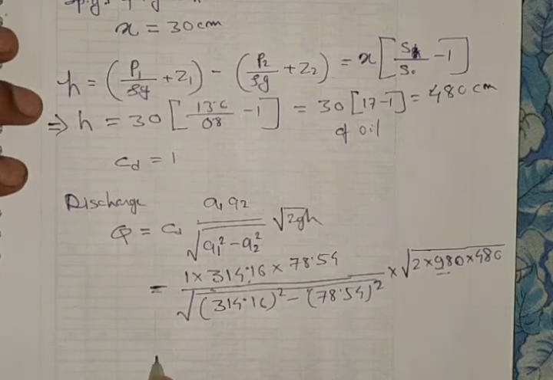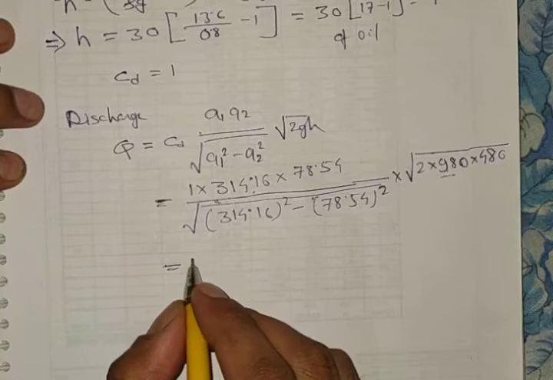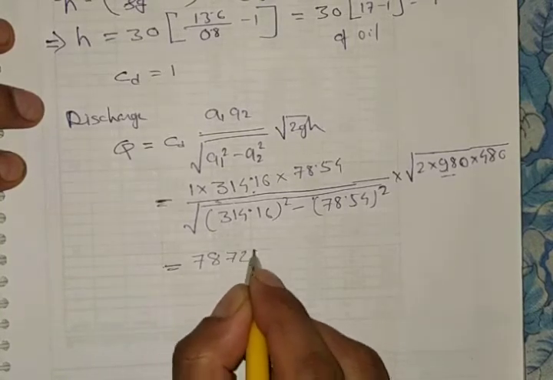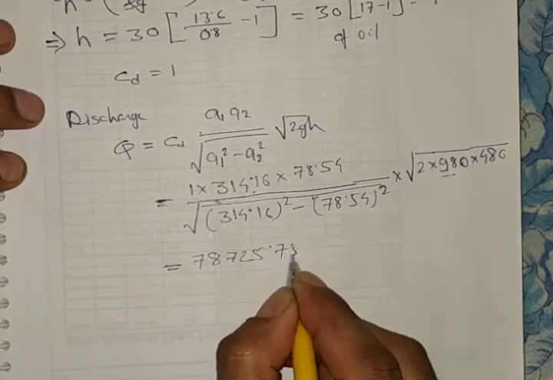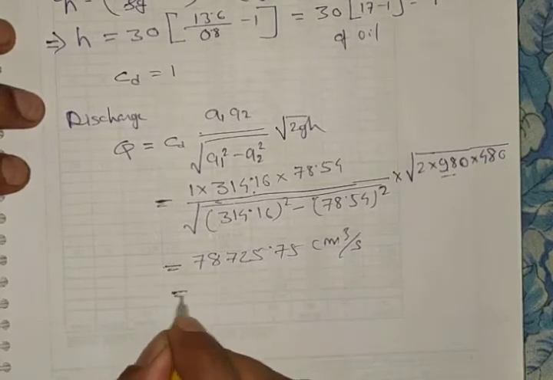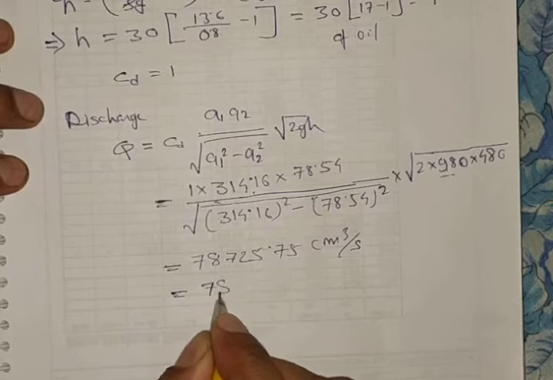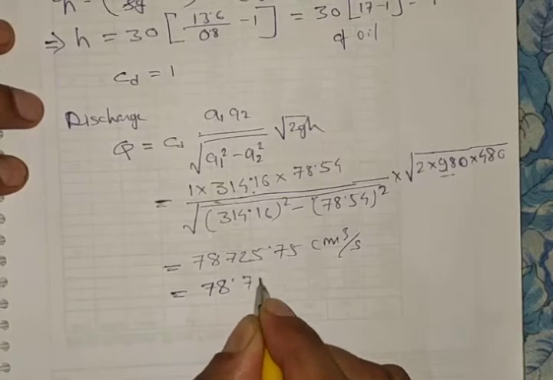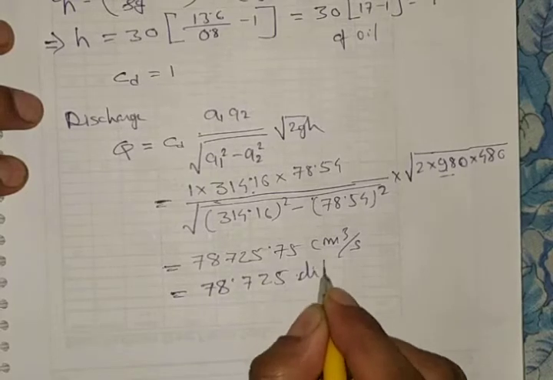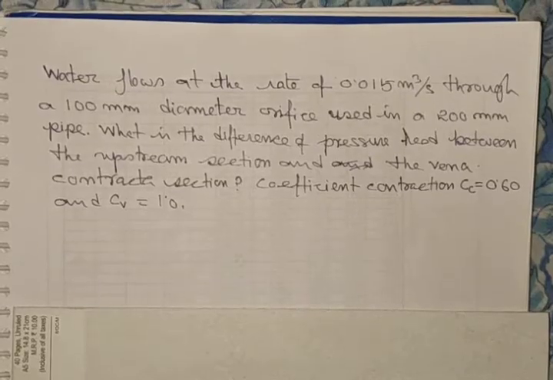So after simplification, your discharge will be 78725.75 cm³/s. So you just convert this into liters per second: 78.725 liters per second. So this is the answer of this particular problem.